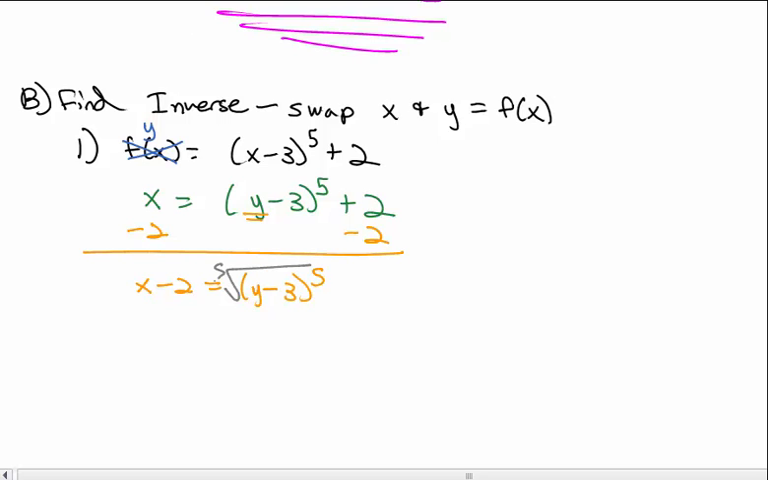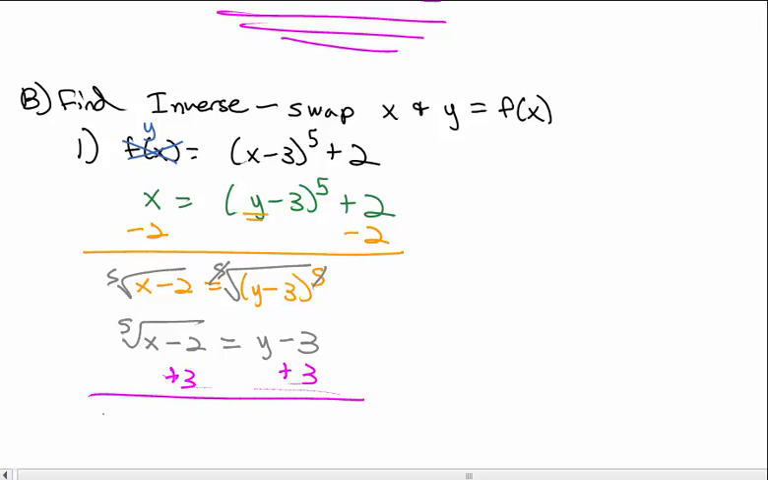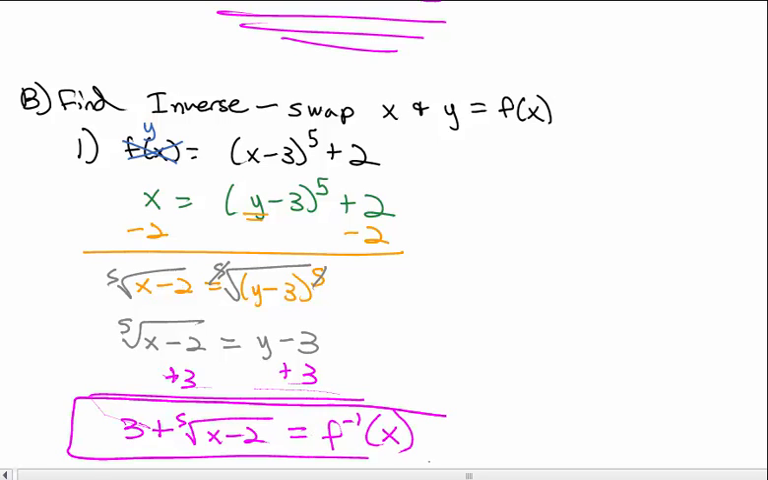Get rid of the 5th power with the 5th root of both sides. The 5th root of x minus 2 equals y minus 3. And finally, get the y alone by adding 3 to both sides, and we get 3 plus the 5th root of x minus 2 equals y. Since it's alone, we'll say now that is our f inverse function.